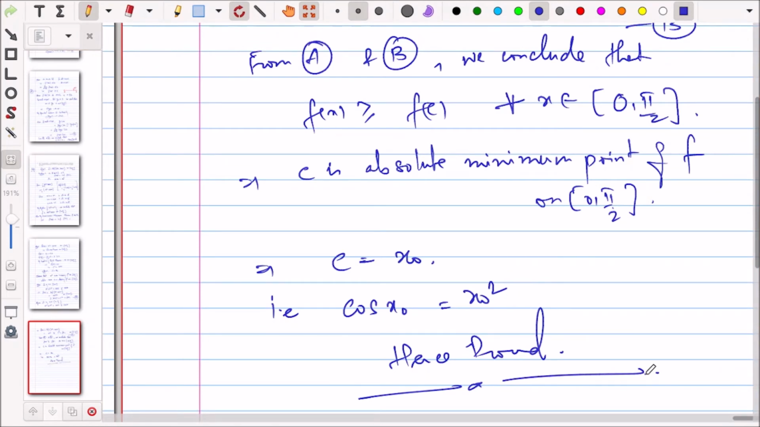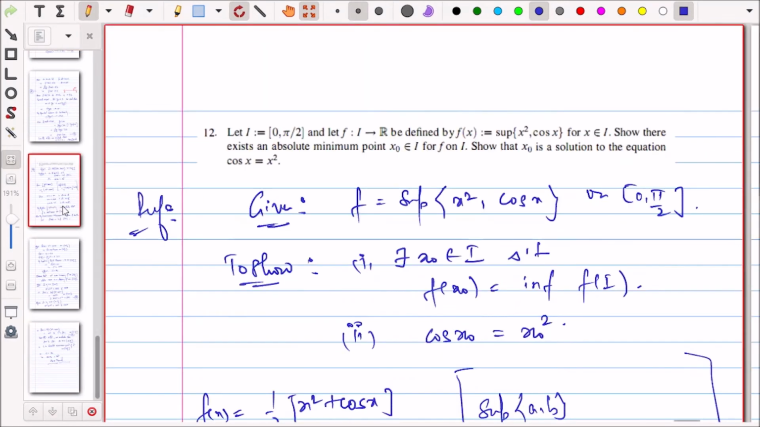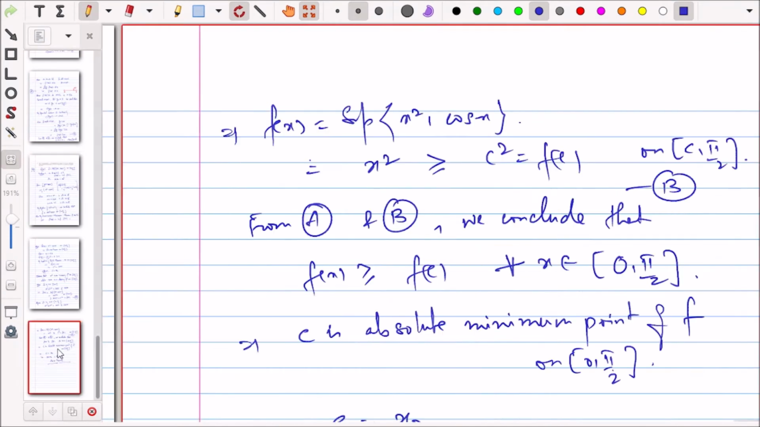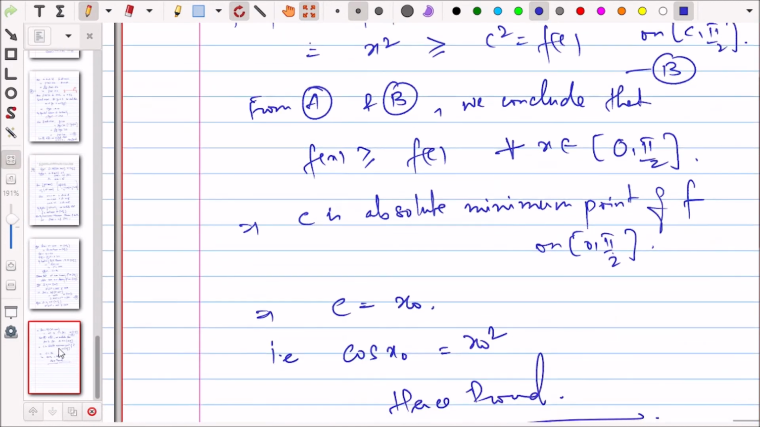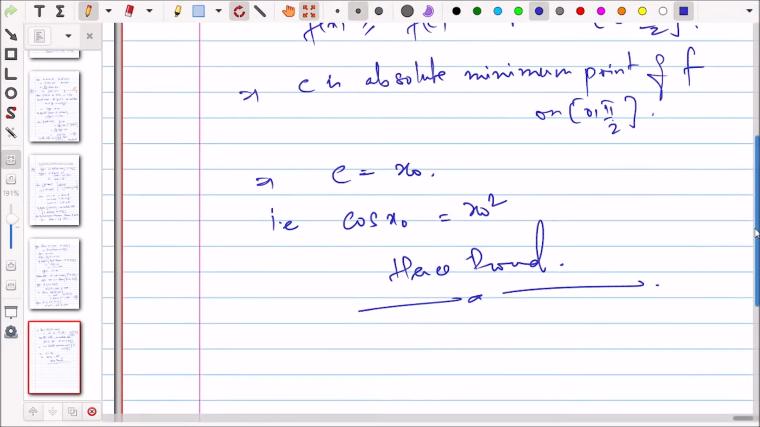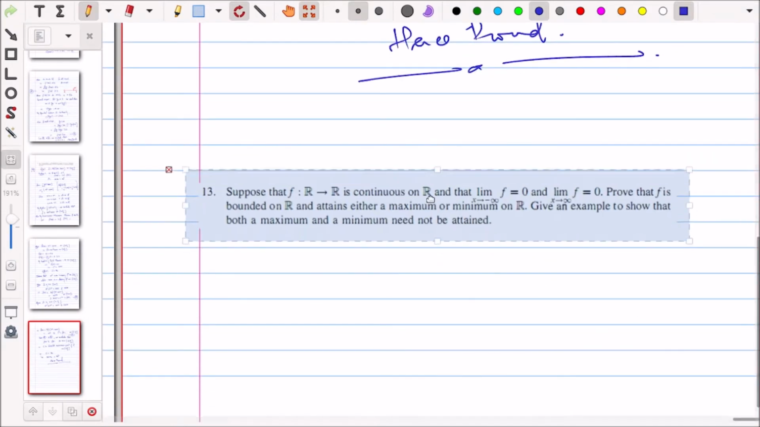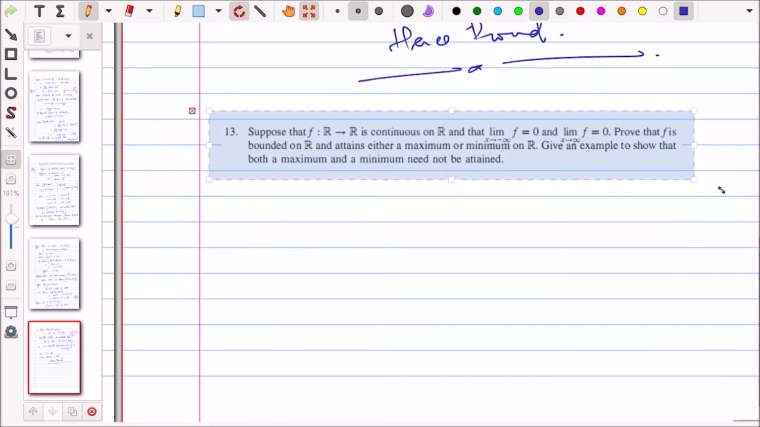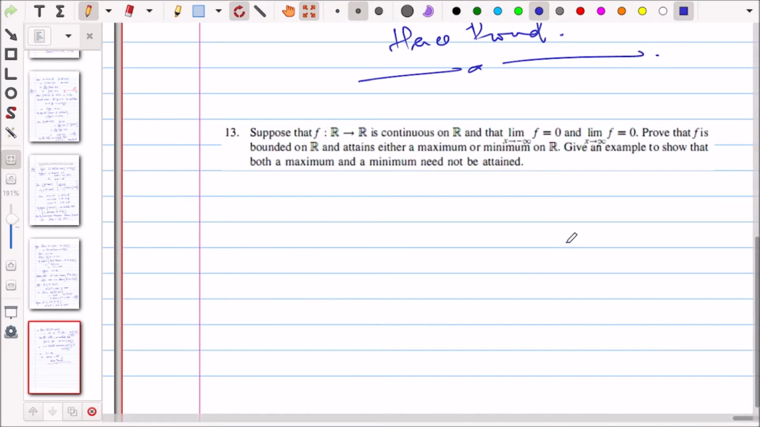So we have done this question number 12. So we have shown that x naught is the solution to the equation cos x equal to x square. So now we are going to do question number 13. So again, this is a trickier question. So in question number 13 we are given a solution.